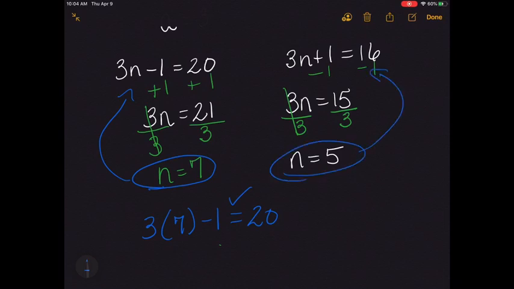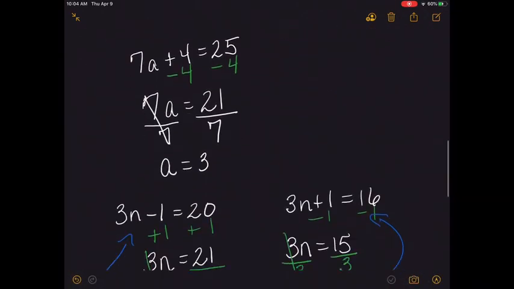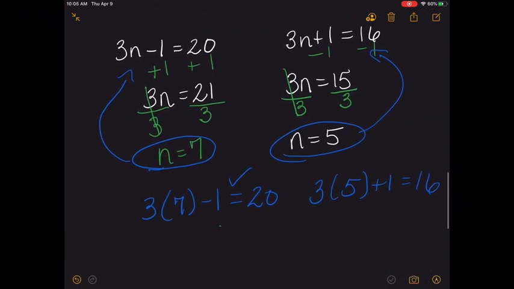And now let's do it for this problem. 3 times 5 plus 1 equals 16. Indeed, that one's true as well. When you've got what you want.